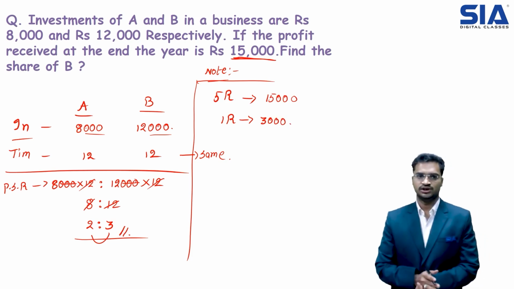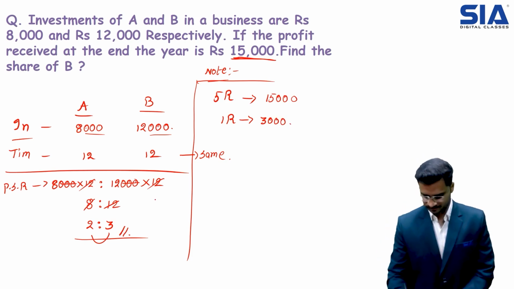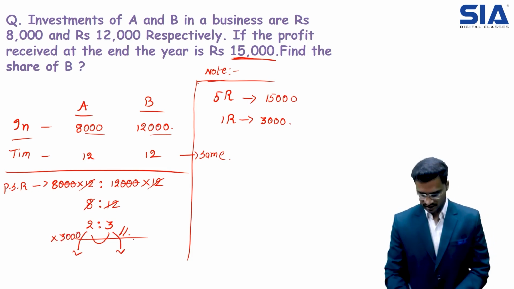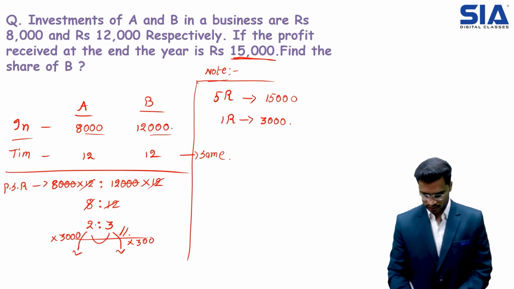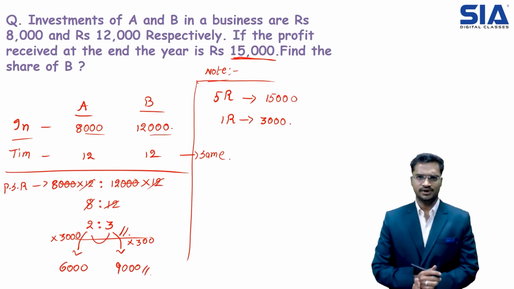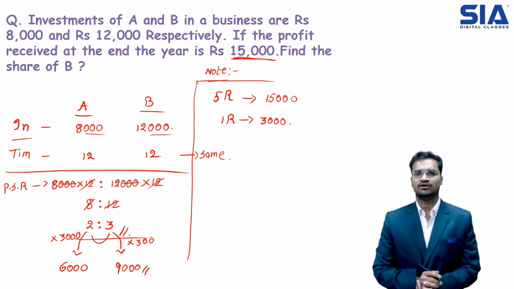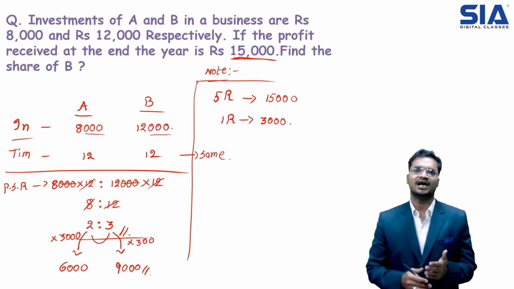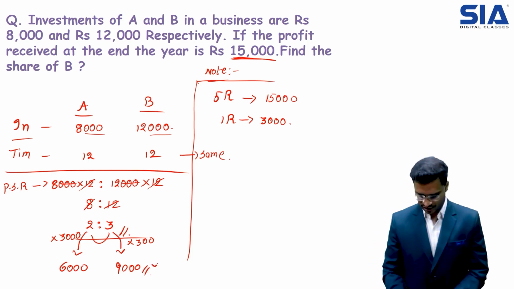If 1 ratio is 3,000, then the value of A is 2 ratios and the value of B is 3 ratios. So 2 into 3,000, because 1 ratio is 3,000, and 3 into 3,000. So 2 3s are 6,000 and 9,000. These are the profits of A and B. Now the shares of A and B are 6,000 and 9,000, but in our question, what he has asked for is the share of B. The share of B is 9,000.